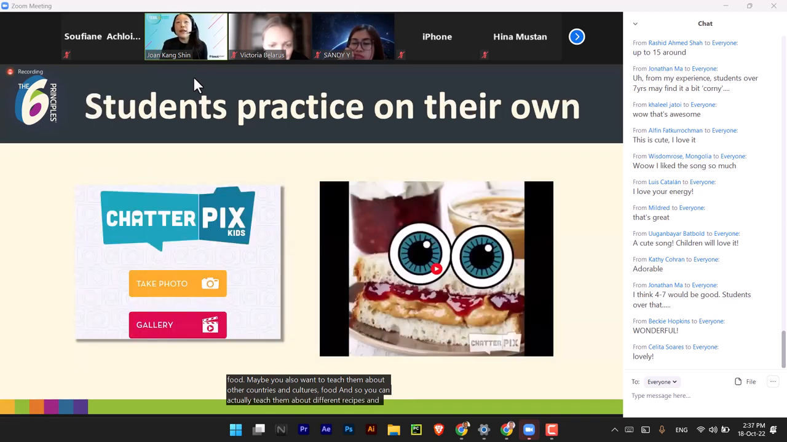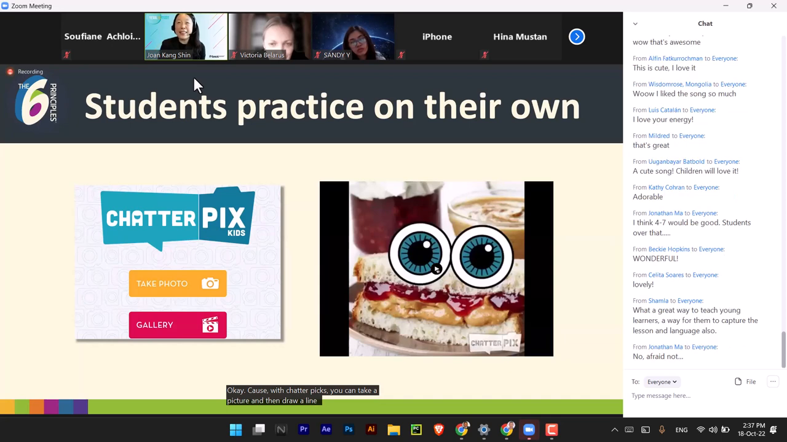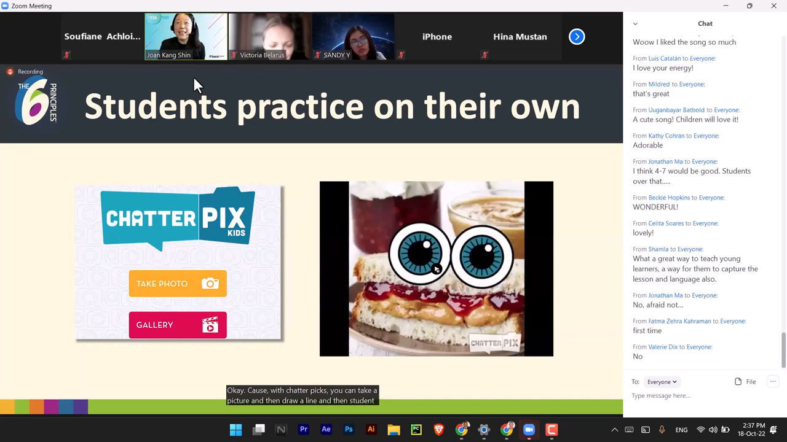And, oh, I forgot about this. After you teach the song, you can also have students practice it on their own. Are you familiar with ChatterPix? Tell me in the chat if you're familiar with ChatterPix. Because with ChatterPix, you can take a picture and then draw a line, and then students can create their own video like this.